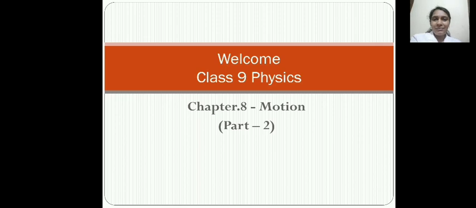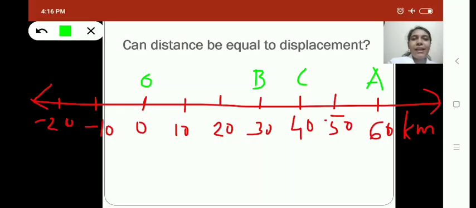Let's start. Children, you can see a number line on the screen. This number line helps us to calculate the distance and displacement traveled by an object. You can also see some points such as O, B, C and A on the number line. This helps us to identify the position of the object at different instances of time.